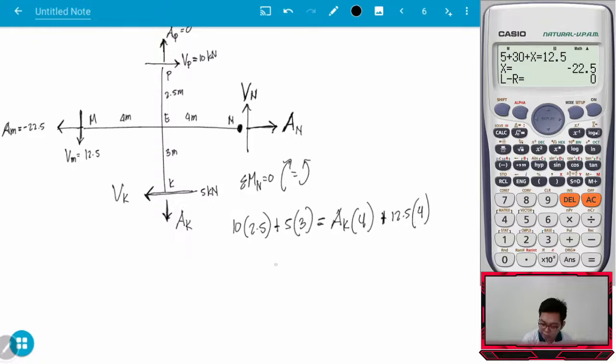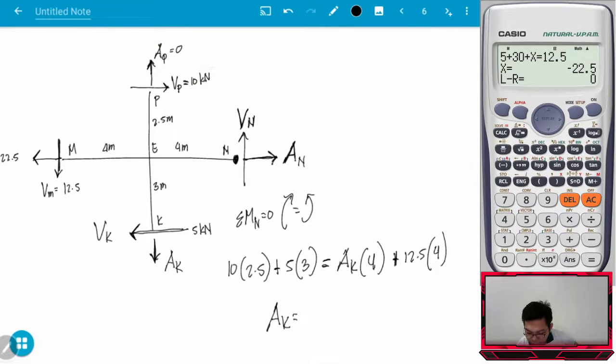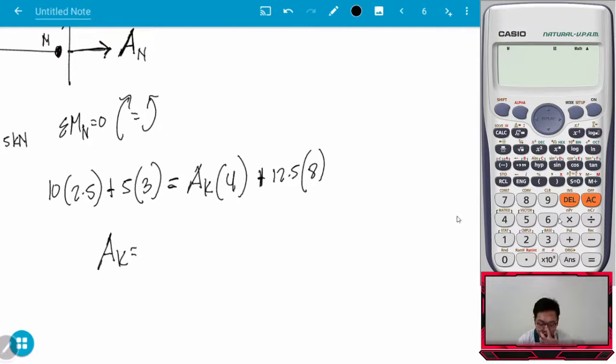Okay, so AK, pwede natin isolve ang AK. Check ko daw kung tama ba. 10, 2.5, 5, 3, and then AK is, ano yung AK natin? AK is 4, tama? And then 12.5 times, hindi pala. Yung moment arm ng 12.5 is actually equal to 8. Okay? So, 8 yan, guys. Don't worry, sinadya ko yun. So, 8.